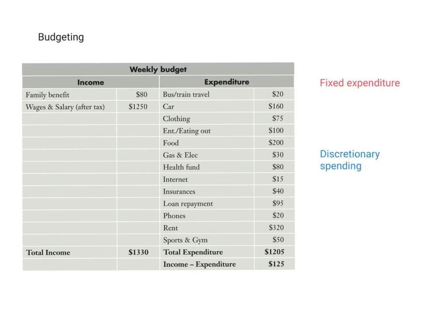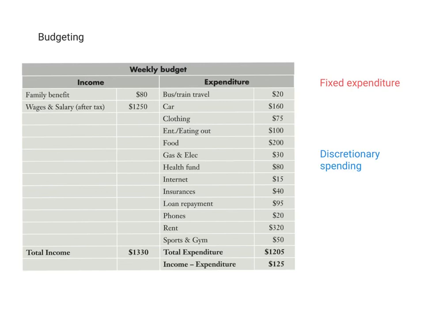So if we're looking at fixed expenditures, these are costs that will be fixed per week or fortnight over the whole year. It's something that won't change. So if we're looking at this weekly budget, we can see that this family gets a family benefit of $80 and the salary or wages is $1,250.